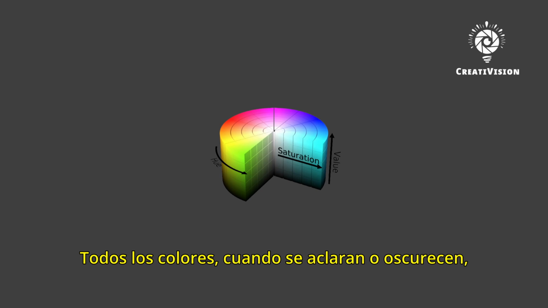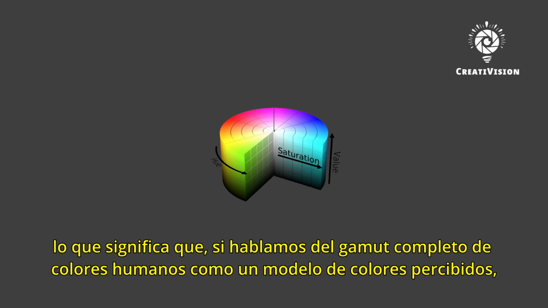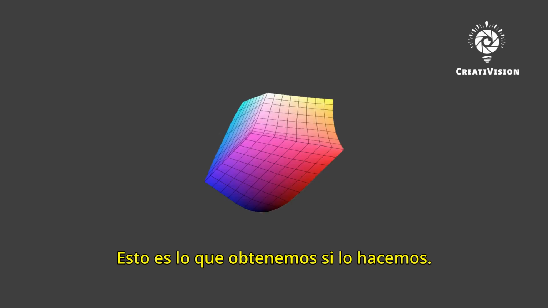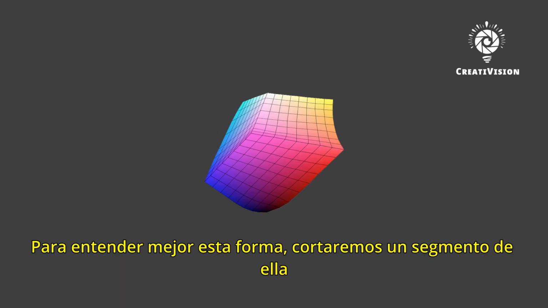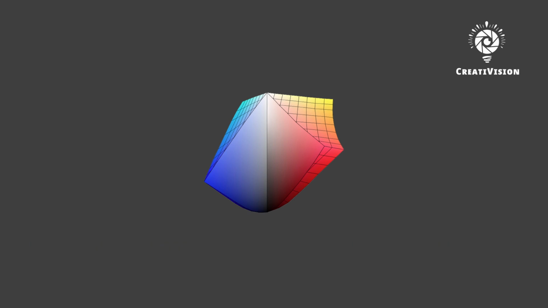All colours, when they are lightened or darkened, will sooner or later turn into either white or black, meaning that if we talk about the full human colour gamut as a model of perceived colours, then we will have to cut off some parts of it from this cylinder in a certain way. Here's what we get if we do it. To better understand this shape, we will cut a segment out of it in the same way as we cut a cake and look inside.